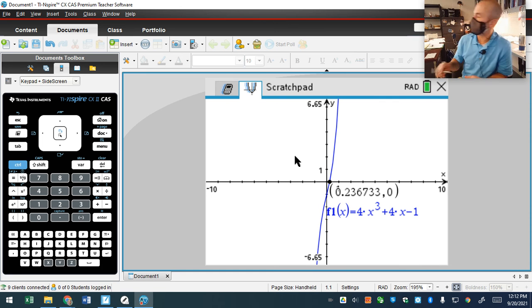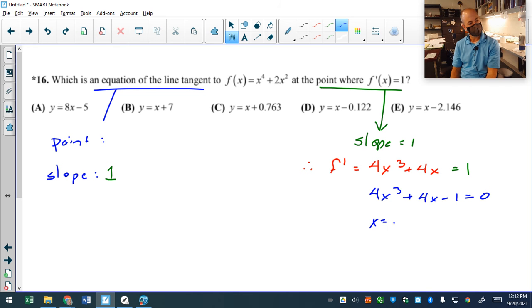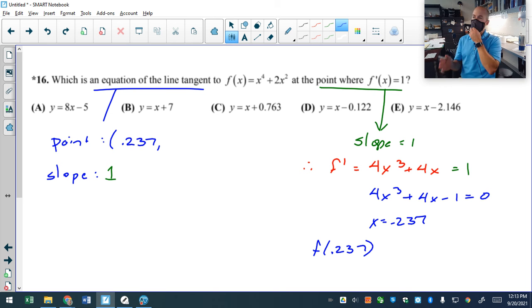Now, here is what I wanted to teach you. I have solved the equation, and I do know that x is equal to 0.237. However, I need to use that x-coordinate to get the y-coordinate. And to get the y-coordinate, I'm going to have to find f of 0.237. And for this particular problem, you would be okay using the value 0.237 into f of x. You would get away with it. What is the danger, though? Do you know?